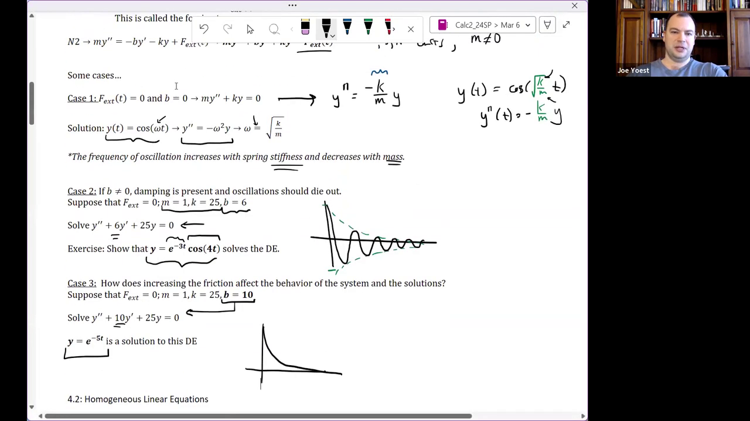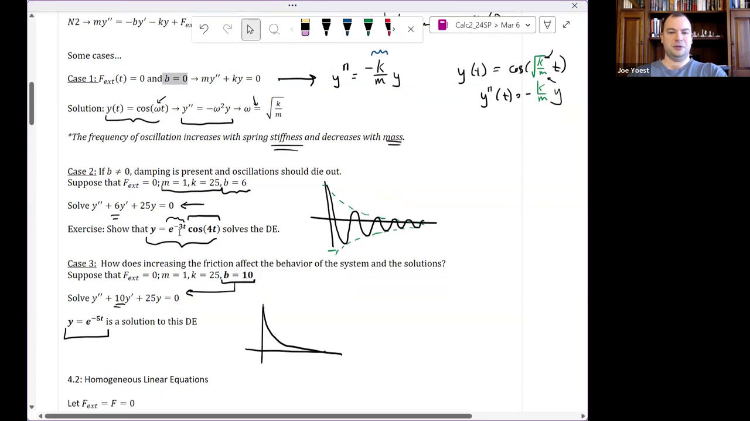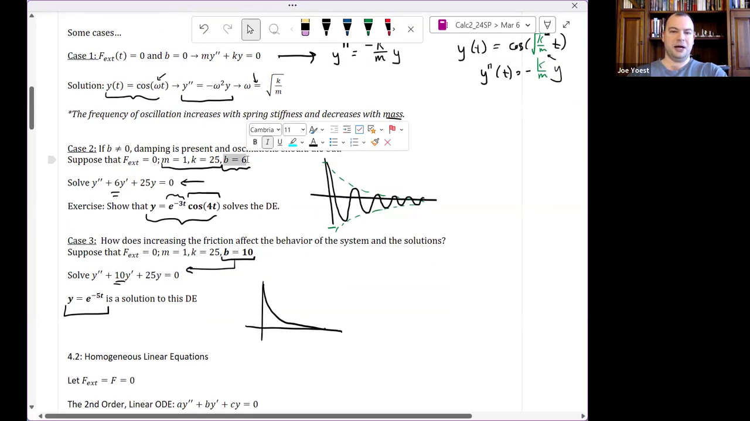So we looked at 3 scenarios. In all cases, the external forcing term was 0. And we looked at no frictional force, maybe something like a moderate amount of frictional force, and a larger amount of frictional force.